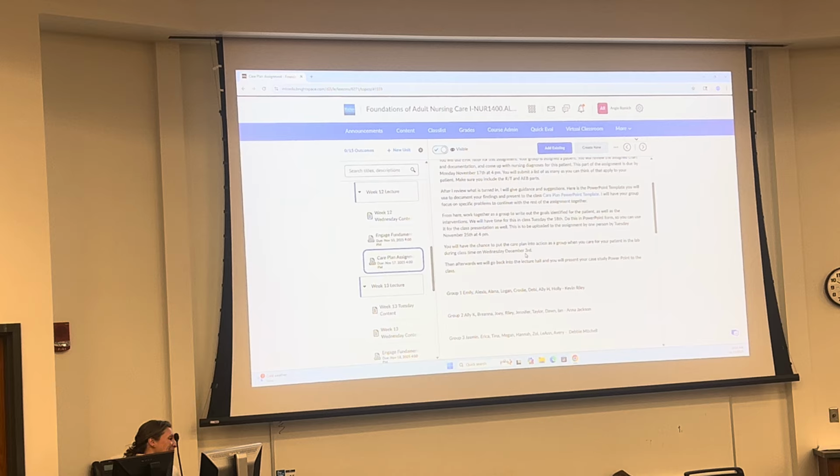Does each individual person in the group do one diagnosis and a care plan? No, everybody does all of it. Yeah, or everybody does all of it. As many as you can come up with? Yeah.